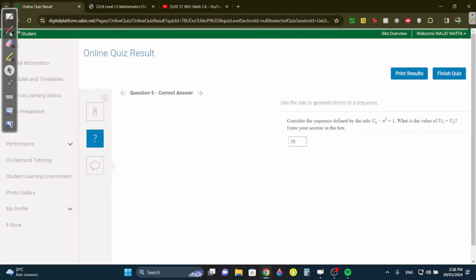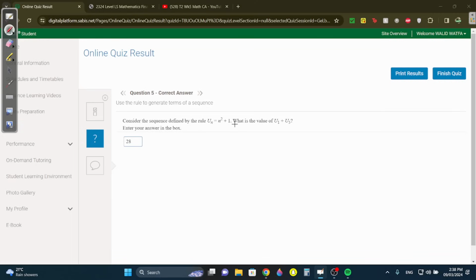Question 5. These are very easy. Except that question 3. Consider the sequence un equals n squared plus 1. What's u1 plus u5? What's u1 equal to? It's equal to 1 squared plus 1. What's u5? It's becoming 5 squared plus 1. So 2, and here's 26. Add them up, you get 28.